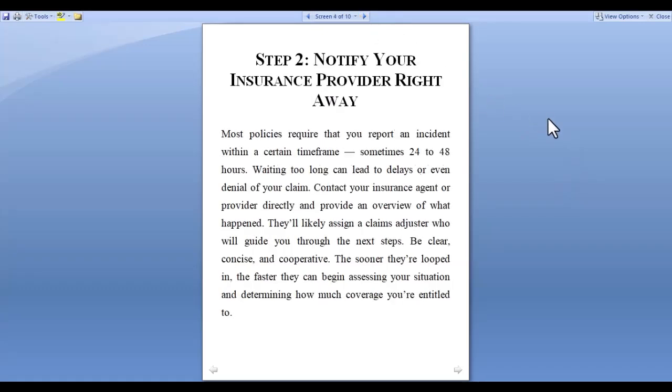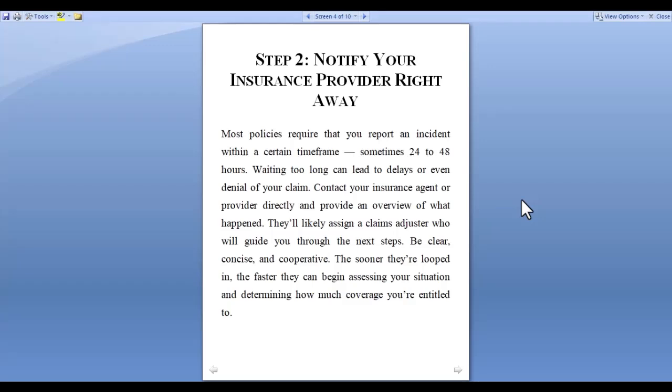So step 2 here says, notify your insurance provider right away. Most policies require that you report incidents within a certain time frame, sometimes 24 to 48 hours. Waiting too long can lead to delays or even denials of your claim.